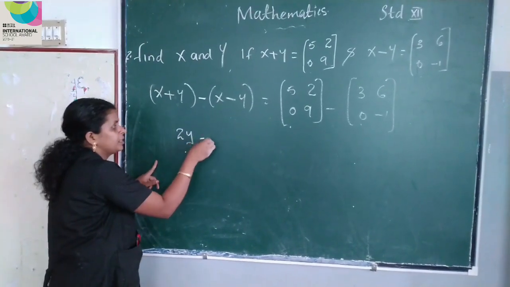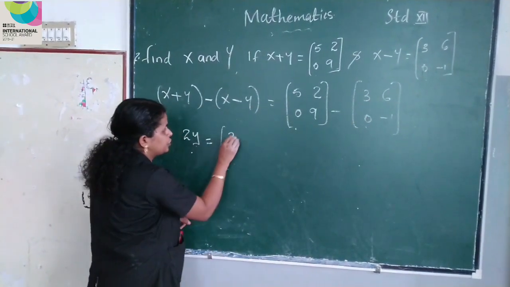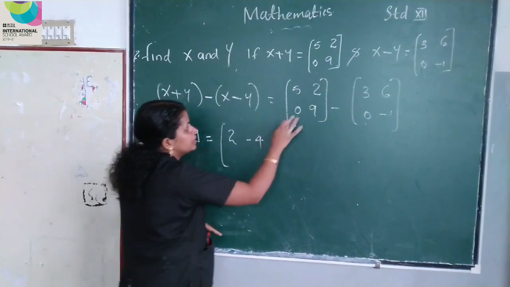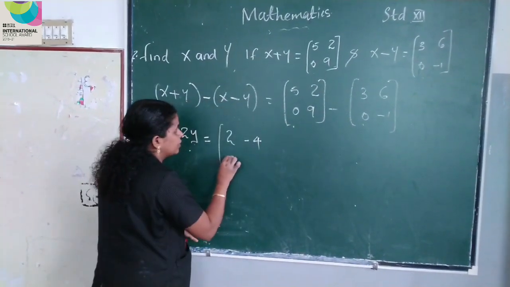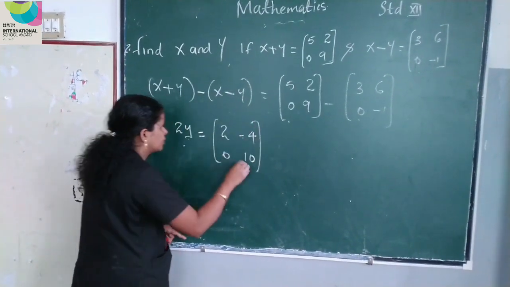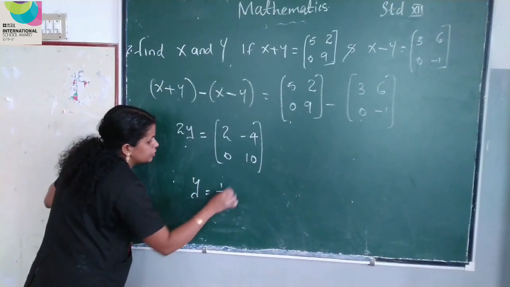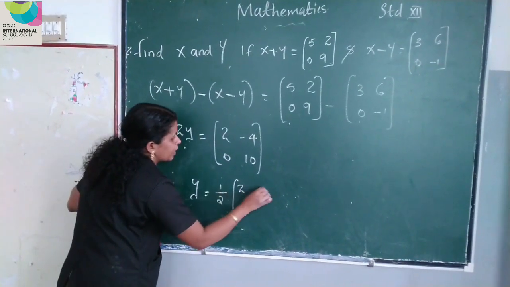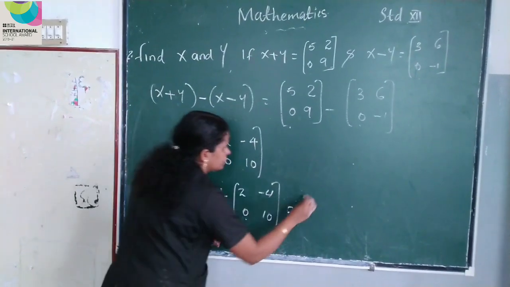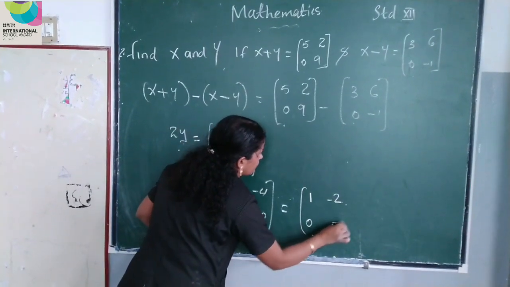So 2Y equal to matrix: 5 minus 3 is 2, 2 minus 6 means minus 4, 0 minus 0 means 0, 9 minus minus 1 means 10. Therefore, Y is equal to 1 by 2 of [2, minus 4; 0, 10]. That is equal to matrix [1, minus 2; 0, 5].